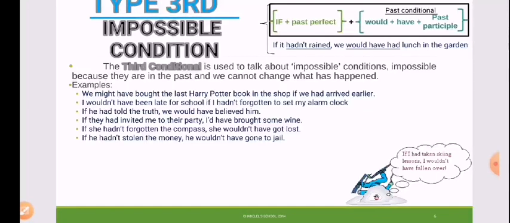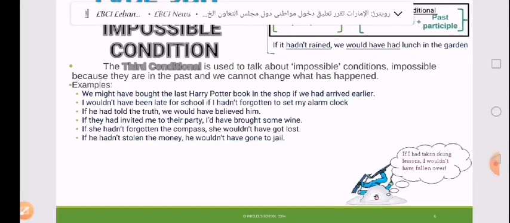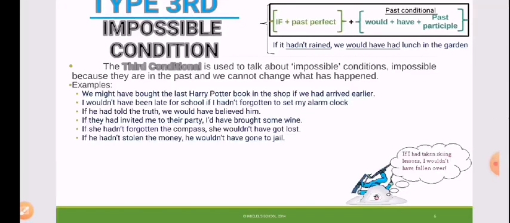Remember one thing here, just to refresh your mind. If you begin with the if clause in this sentence, like if you say, if we had arrived earlier, definitely you need a comma. We might have bought the last Harry Potter book. So remember, whenever you begin with the dependent clause, you need to insert a comma after the dependent clause. However, if you begin with the independent clause, you don't need a comma.